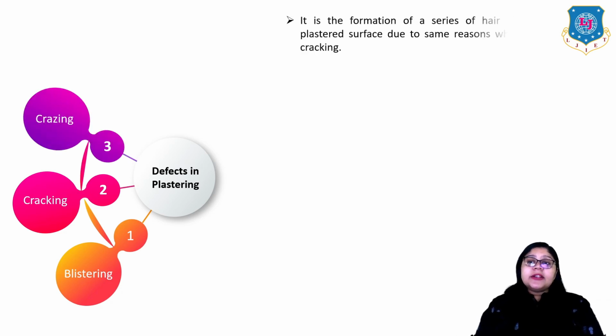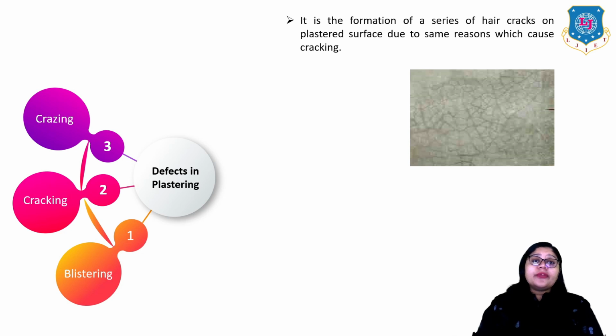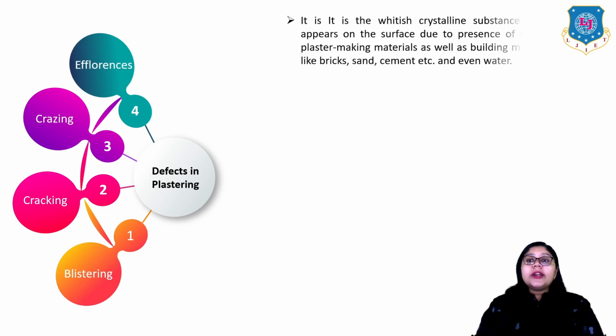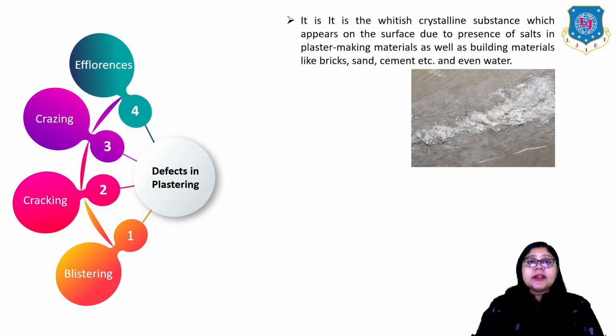The third one is crazing. It is the formation of a series of hair cracks on the plastered surface due to the same reason which caused the cracking, as shown in this figure. The fourth one is efflorescence. It is the whitish crystalline substance which appears on the surface due to the presence of salt in the plaster making material as well as building materials like bricks, sand, cement and even water, as shown in this figure.